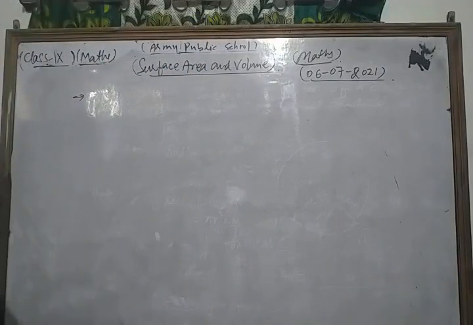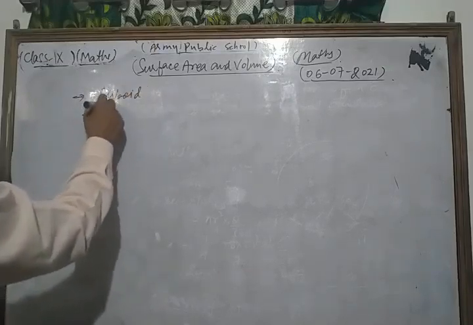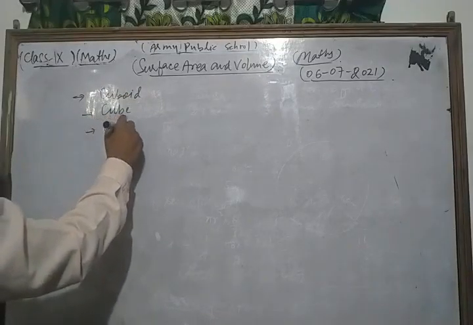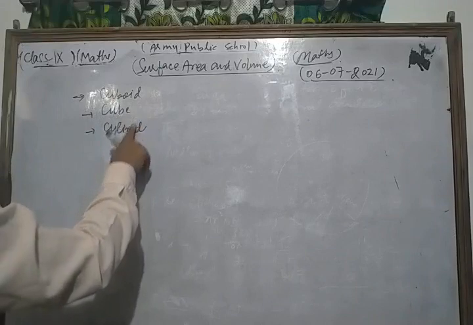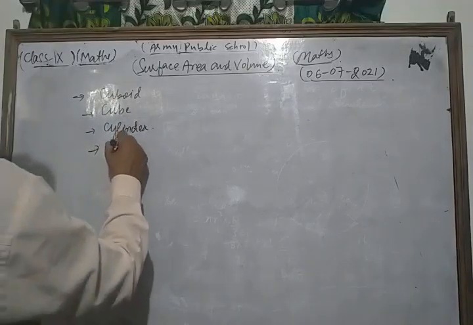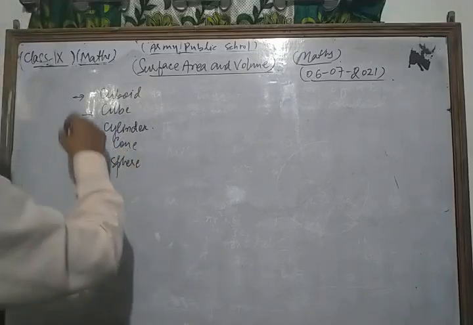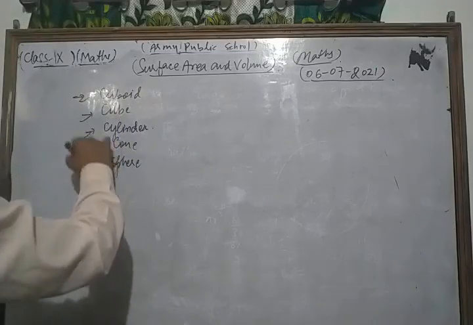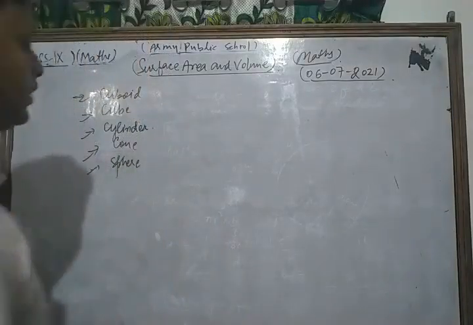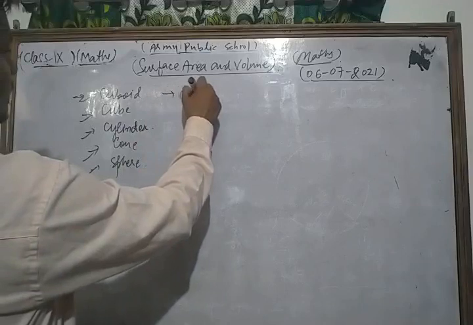In that chapter, first of all we are going to discuss the cuboid and cube. We will discuss the cuboid, the cube, the right circular cylinder, the right circular cone, and the sphere. We discuss all the important shapes of solids in that chapter, one by one. First of all we discuss all the important formulas related to them, starting with the cuboid.